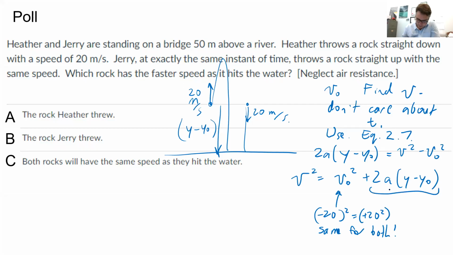Also, acceleration for both is going to be negative 9.8, and this distance will be the same for both as well. So it's because this thing is squared, negative 20 and plus 20, it doesn't matter which way the rock went. So that was what I was looking for. And actually 49% of you managed to get that one, so that's a pretty tricky one.